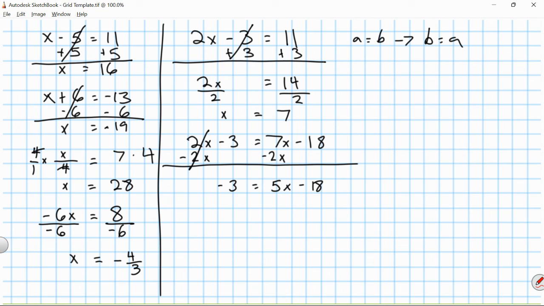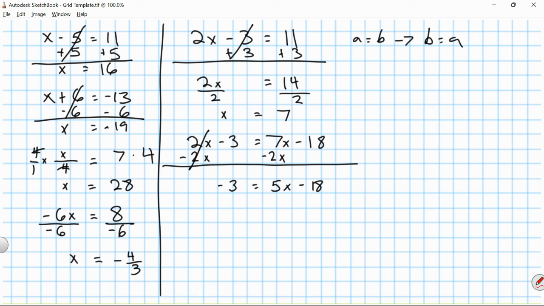What do I do next? Wait, but that's multiplication. You can't subtract 14 from a problem. It's 7 times 2. That's kind of true, yeah. But no, we can subtract because they're like terms. That's the simpler way of putting it.